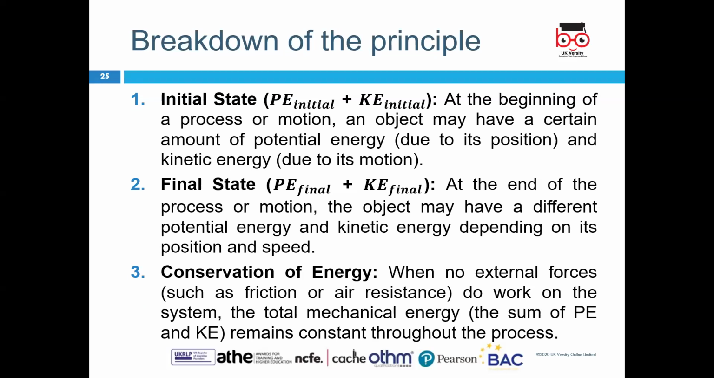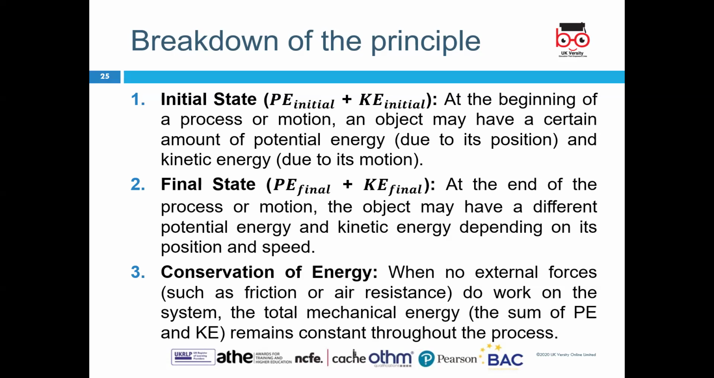So, breakdown of the principle, we have the initial state. At the beginning of the process or motion, an object may have a certain amount of potential energy due to its position and kinetic energy due to its motion. And in the final state, at the end of the process or motion, the object may have a different potential energy and kinetic energy depending upon its position or speed.